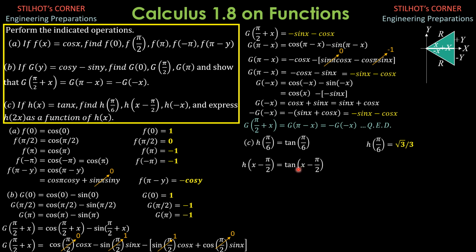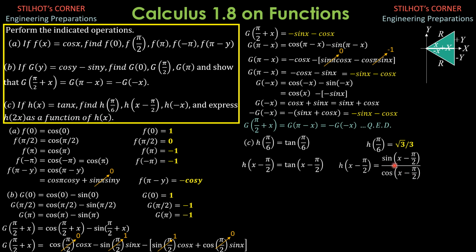And although the expansion is tangent of alpha minus beta is tangent of alpha minus tangent beta all over 1 plus tangent alpha tangent beta, I'll transform this first into sine over cosine, because I already discussed sum and difference formulas for sine and cosines, so that you can also derive tangent of alpha minus beta. So I'll write this sine of quantity x minus pi over 2 over cosine of quantity x minus pi over 2.